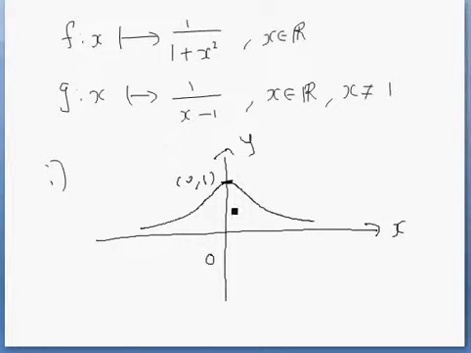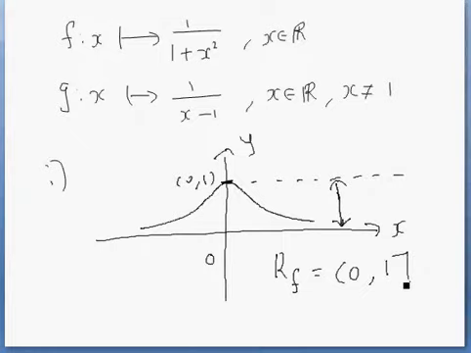So for the range, you just take a look at all the possible y values which the graph can take. You see only this portion along the y-axis whereby there is the graph. So my range of f would be above 0 up to 1, including 1. That's why I have a square bracket over here.